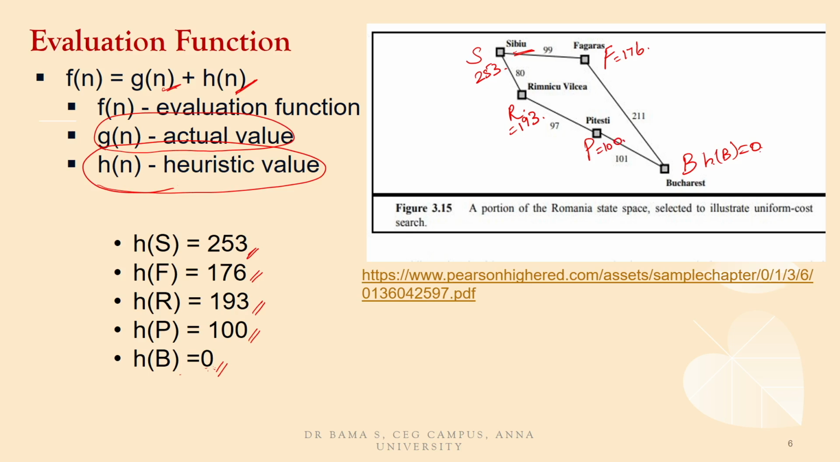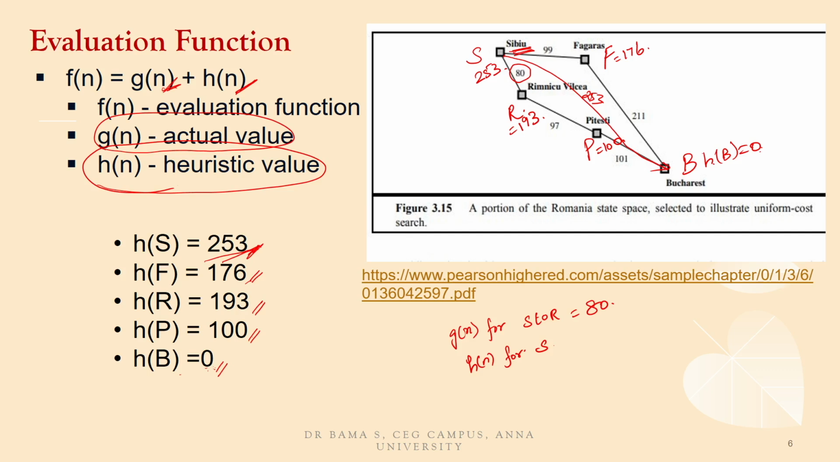Now, the actual cost g of n value is this. g of n for S to R is 80. So, this heuristic value indicates the straight line distance from S to B. This is actually 250, that is the meaning that we are giving to the heuristic value here.